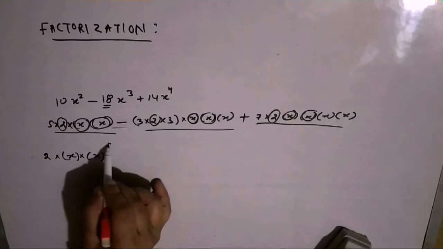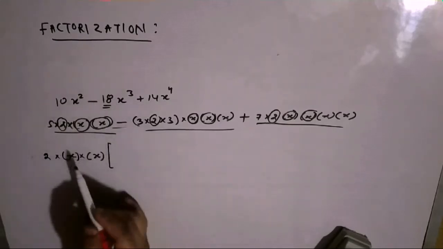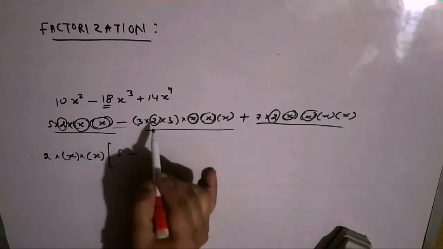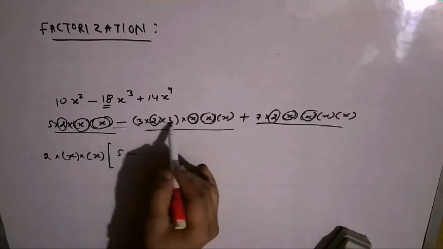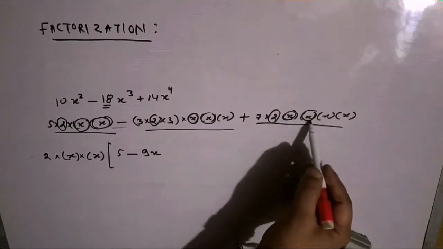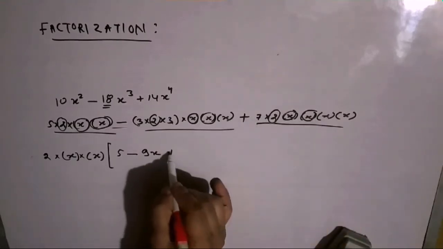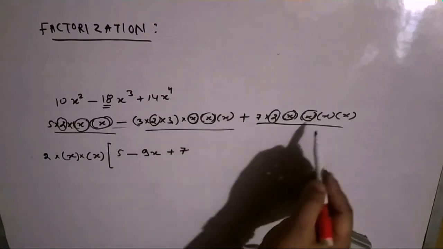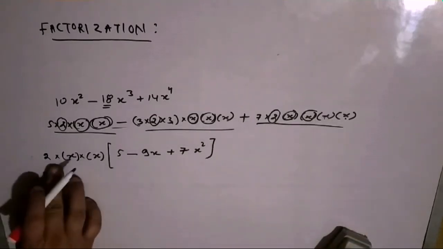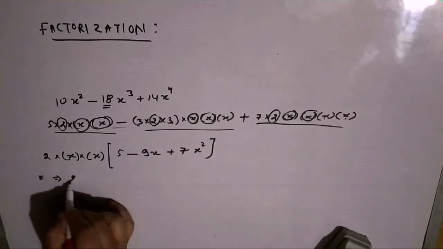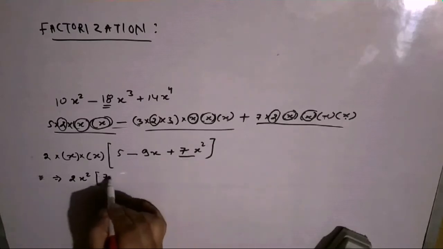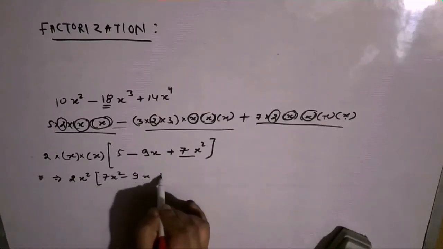So I'm taking 2 common. In place of these only 1 would remain, so I'm just writing 5 here. Then 3 3 are 9, and this x, so 9x would remain. Similarly here 2x would go, so only 7 and x square remain. So the final expression can be written as 2 times x, then 7x square minus 9x and 5.